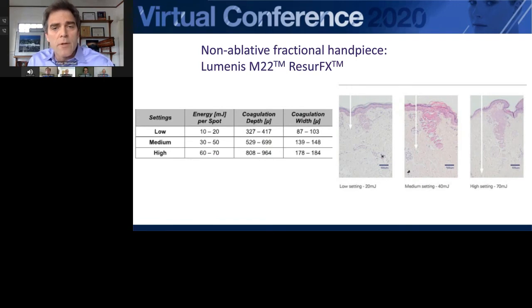We have non-ablative fractional, which doesn't have ablation. We have moderate absorption of water, and we are just coagulating. Again, the depth is proportional to pulse energy. You can see at the high settings, we can get down to about 1 millimeter. But I want to point out something here: look at the coagulation width. Transitioning from a low pulse energy to a high pulse energy, we're almost doubling the diameter of the beam. You need to be aware of that when you're thinking about density and dialing in your depth. Safe treatment is going to preserve as much normal skin as possible, so you want to be cognizant of the depth and density.